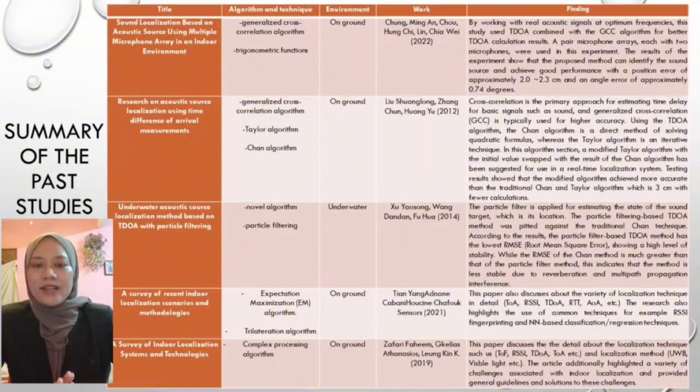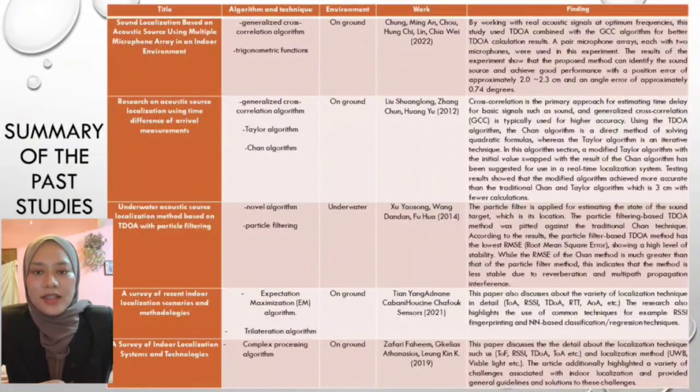Summary of the past or previous studies. I had been studying 5 past papers that related to my project. First is sound localization based on acoustic source. The algorithm that I find in this article is generalized cross-correlation and also uses the trigonometric function.